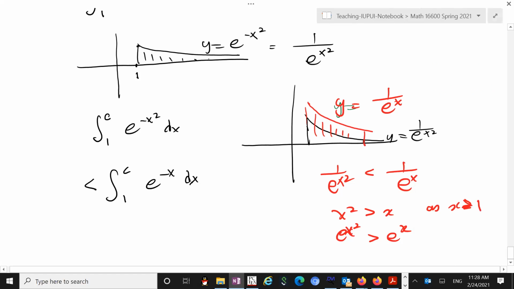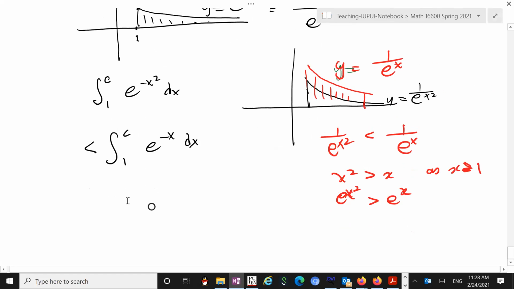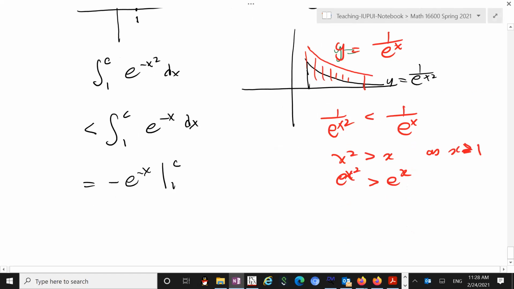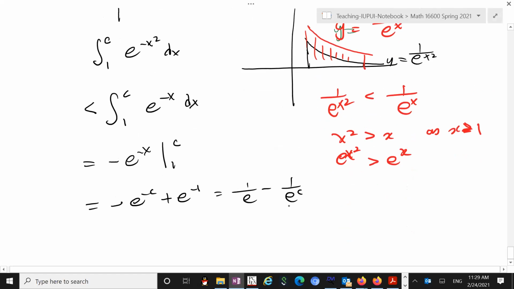Okay. And then we can evaluate this. This is going to be the antiderivative, e to the negative x. Evaluate. Take a look at the difference. Okay, so the answer is this. Clearly the second number is constant, is positive, so it's less than 1 over e. So I get the estimate.